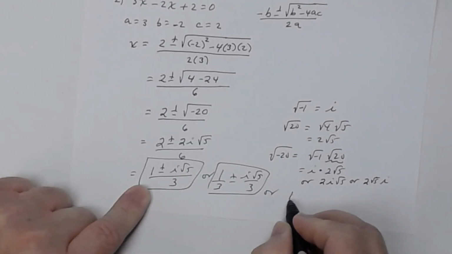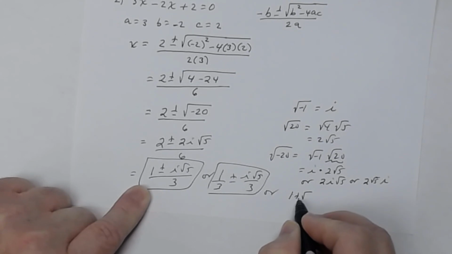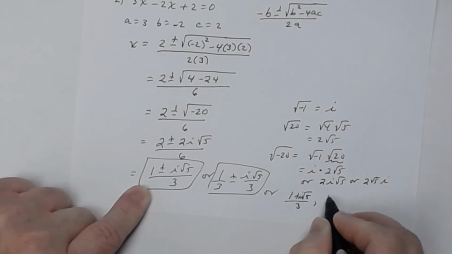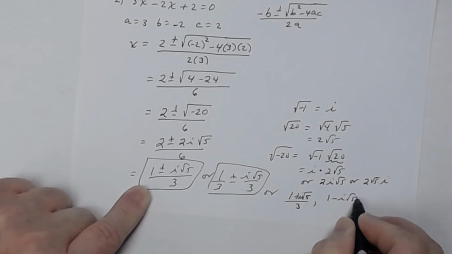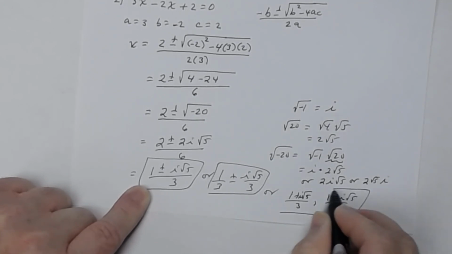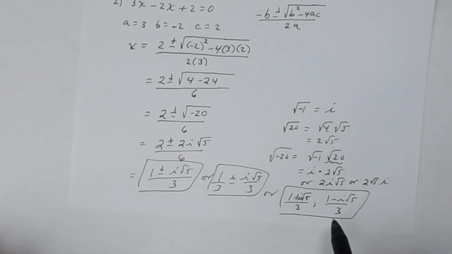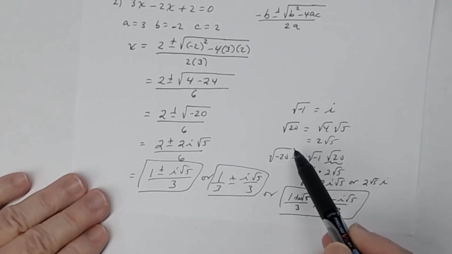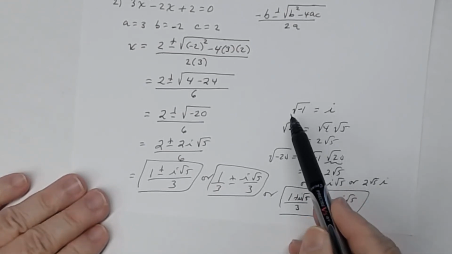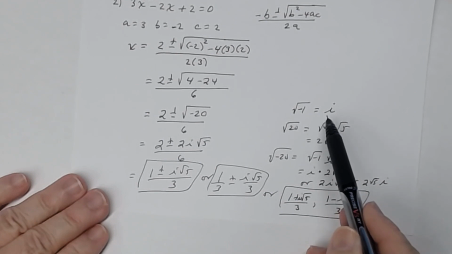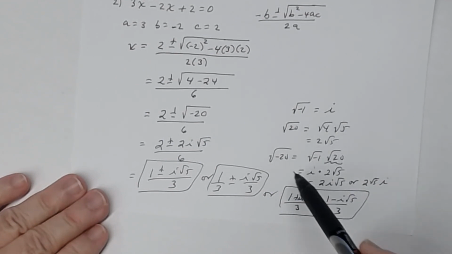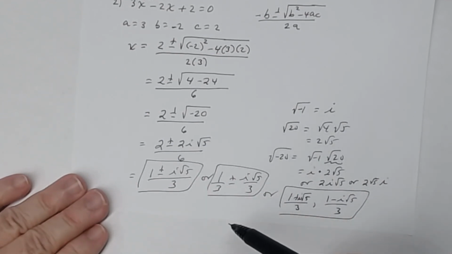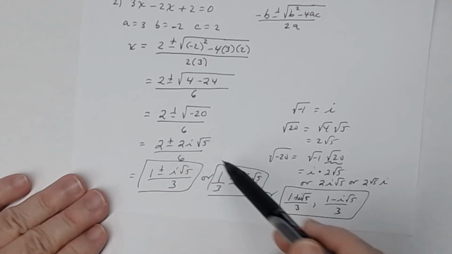So you could say 1 plus i square root of 5 divided by 3, and then the other would be 1 minus i square root of 5 divided by 3. So all of these would be correct ways of writing the solution. But that's what you had to do here. So notice you did have to simplify. You also did have to know that the square root of a negative 1 is defined to be the imaginary unit i. And so that's why you see this i right here, the imaginary unit i.